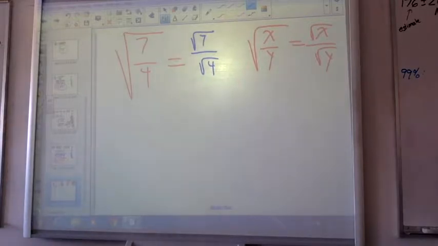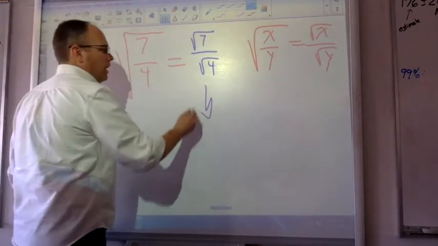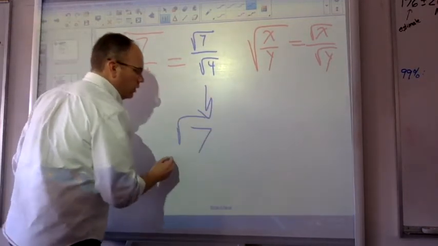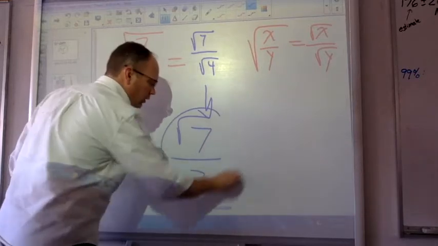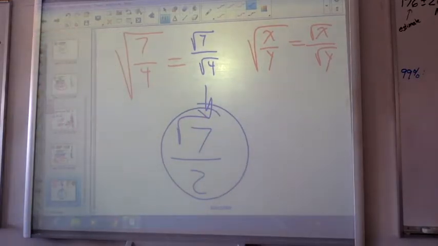Okay? So on this problem, it's kind of nice because what can you tell me about the denominator? It's a perfect square. Everyone agree? So the nice thing is this problem comes down to root 7 over 2. I no longer have a radical in the denominator because I was able to take the square root of the denominator and it worked. That's the first step. Okay?